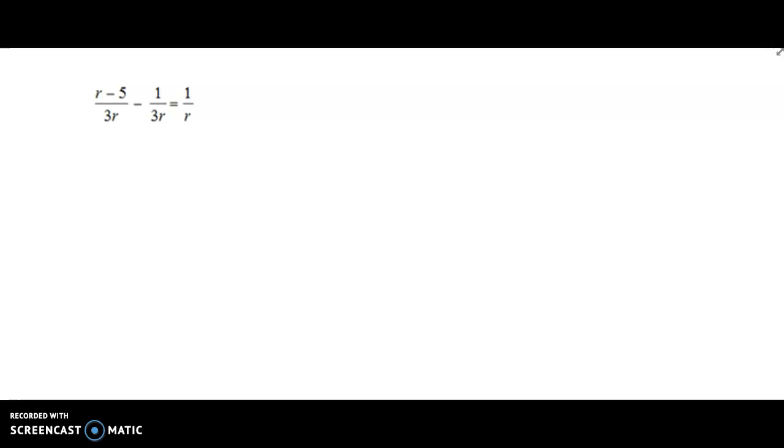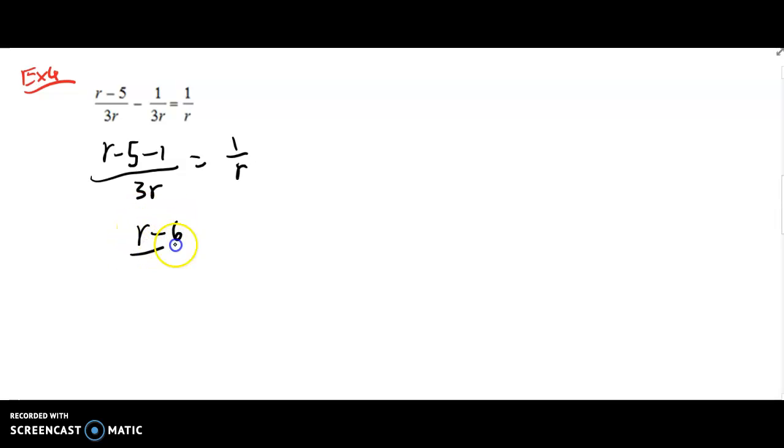Okay. Great. So on my left-hand side here, sorry, this is example 4. Make sure you pause and write it. On our left-hand side here, I can see they both have the same denominator. So I'm just going to take a moment to put that as a single fraction. Let's combine like terms up there. Negative 5 minus 1 is negative 6, so r minus 6 over 3r equals 1 over r.